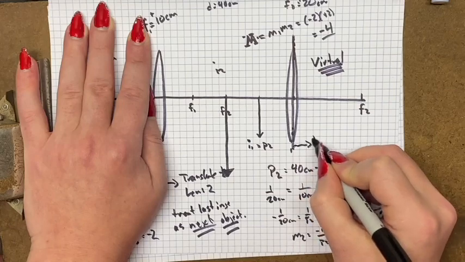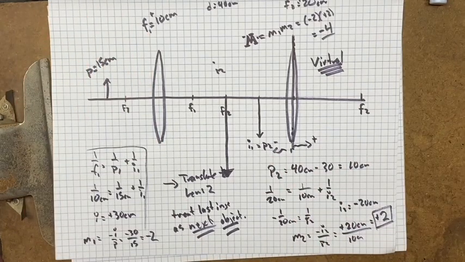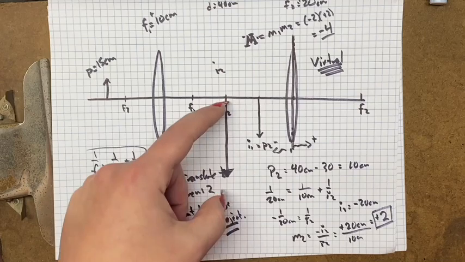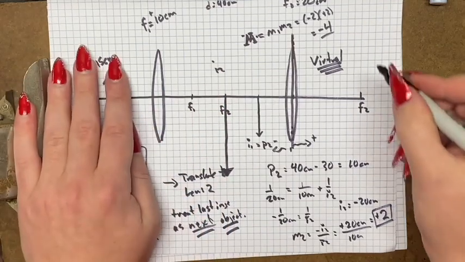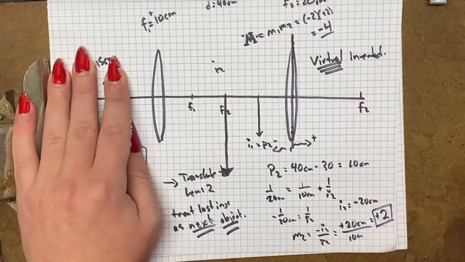because this is our 0 point for positive and for negative. And then last question, is it real or inverted? We can see clearly it's inverted by the overall magnification and by the diagram, right? It's clearly upside down. So it is inverted.